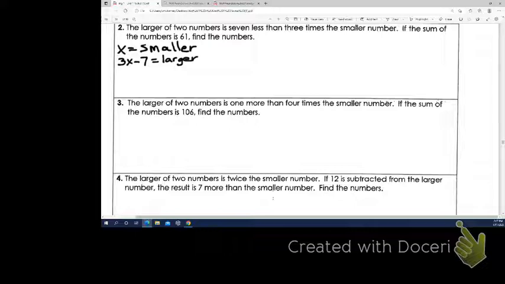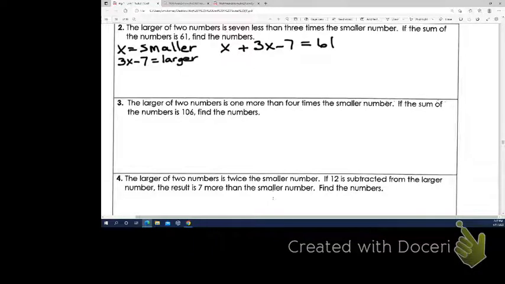And then it still says the sum of the numbers. So that smaller number, x, plus the larger number, 3x minus 7, is going to be equal to 71. Oh, hello, 61. My hand was better than my mouth there. Sorry about that. So 61.